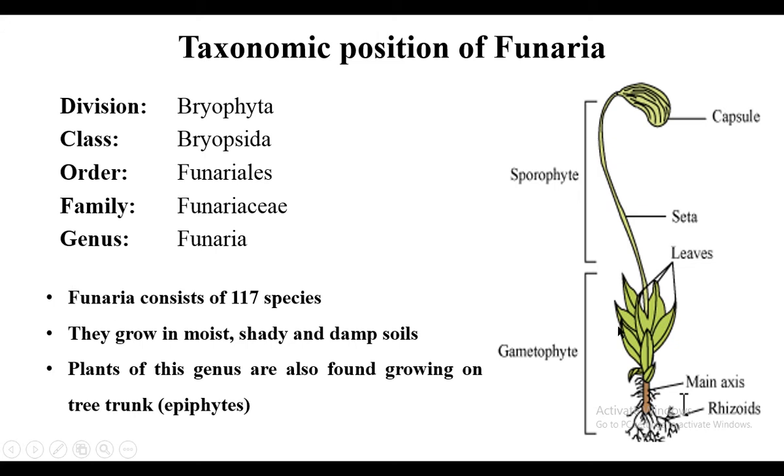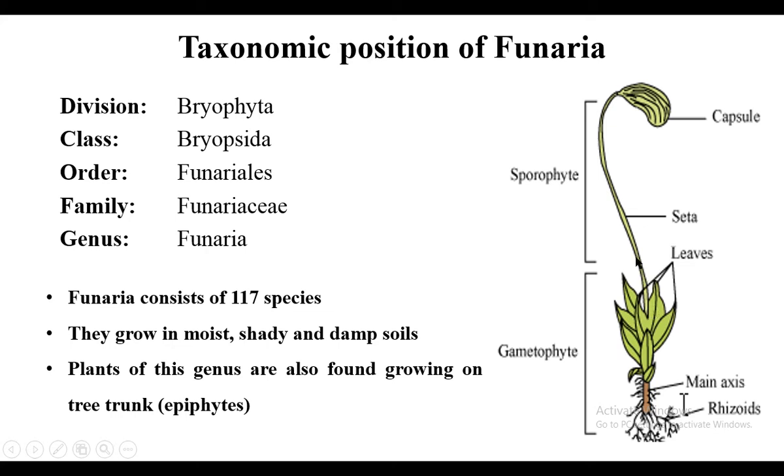This is a typical diagram of a Funaria plant, which is a bryophyte, a non-vascular plant. It doesn't have any roots, leaves or stem, but they have certain root-like, leaf-like and stem-like structures, and the whole plant body is thallus. These are the rhizoids that anchor to the substratum, by which they absorb mineral water. This is the main axis, that is the stem-like structure, and these are the leaf-like structures, which is the gametophyte.